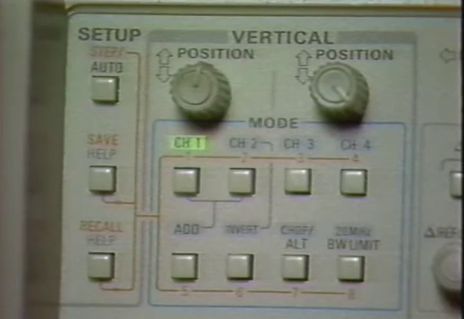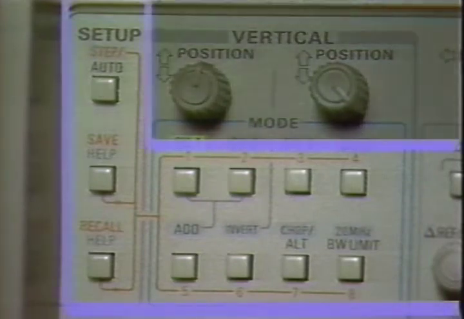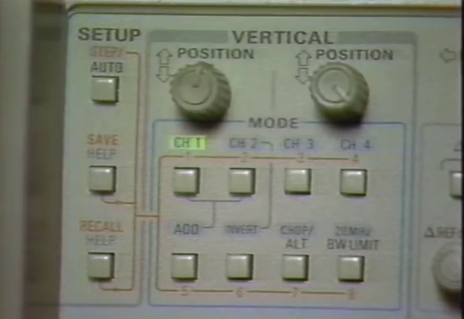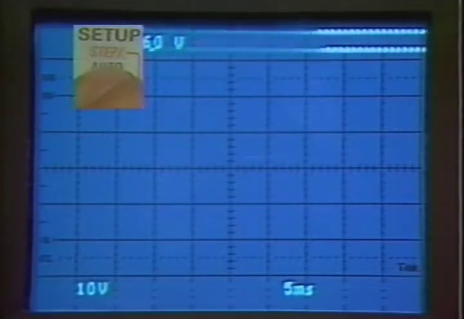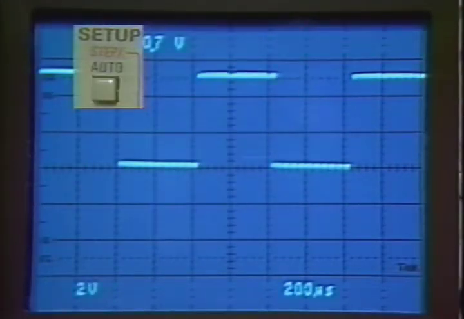Next to the CRT, there are 3 new buttons and some new labels for 8 other buttons. These are the controls for a very powerful new set of capabilities. The first is Auto Setup. This automatically selects the right vertical, time base, and trigger settings for a usable display on a waveform.